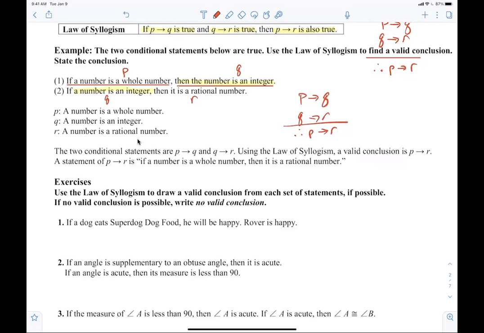And to me, that makes perfectly good sense if I just think about it. If a number is a whole number, then it is an integer. If it's an integer, it's rational, right? And we did that, believe it or not, in 7th grade last year when we did the naming of all the numbers. All right, so now let's come down here and see.